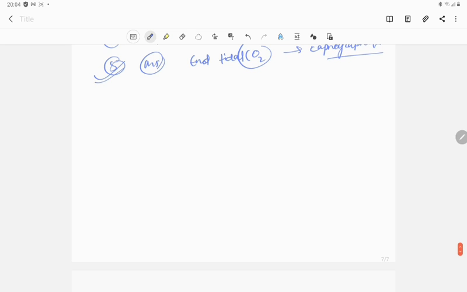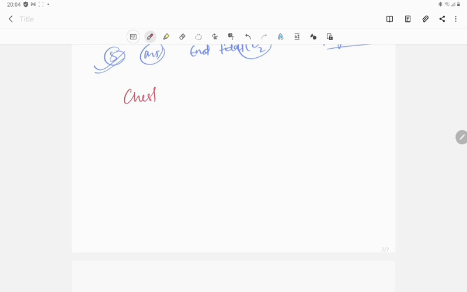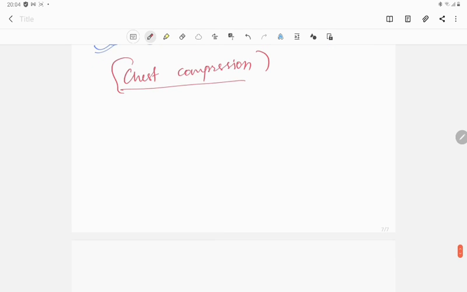Now, some other things like the chest compression, right? What about chest compression? How do you do it? First of all, where do you do it, right? It is at the site just below the nipples and at the midline. This is the place, right? At the midline, on the lower 1/3 of the body of sternum, right?